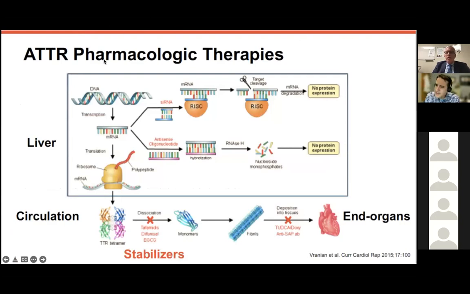I'll ask the first question. Do you think that when patients make it to us from an intervention point of view, we're too late in terms of starting therapy such as tafamidis, as you suggested? Is there a point where we are too late, as in this poor man?